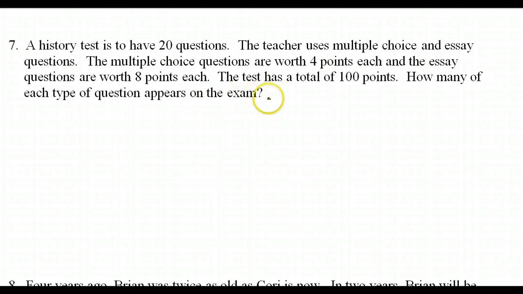So, step 1, define your variables. Let's see, how many of each type of question? That tells me that the variables need to represent the number of each type of question. What are the 2 types of questions? Multiple choice and essay. So I will use M to represent the number of multiple choice questions.